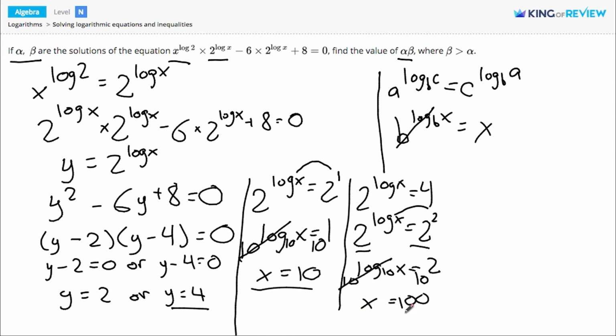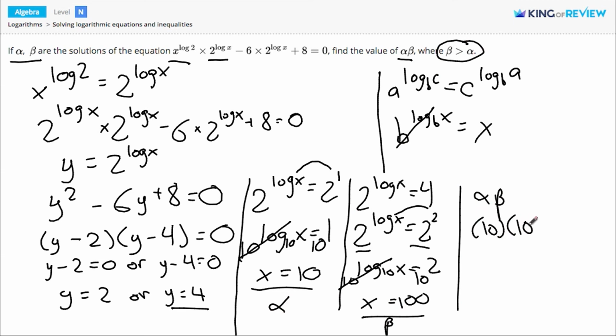I now know my two solutions for x. I'm told beta is greater than alpha, which means 10 is alpha, 100 is beta, and if I want to know alpha times beta, that's the same thing as 10 times 100, which is equal to 1,000.